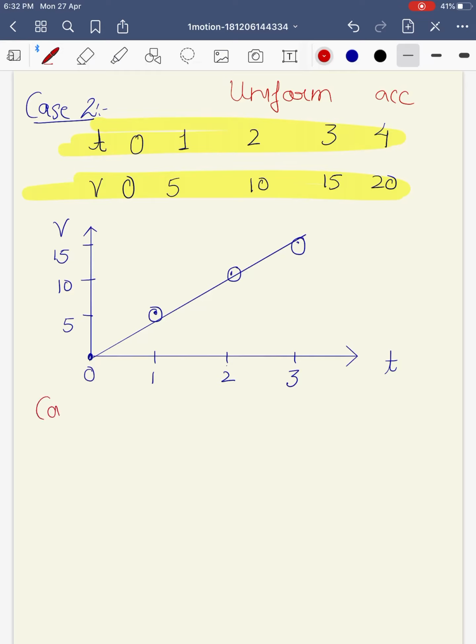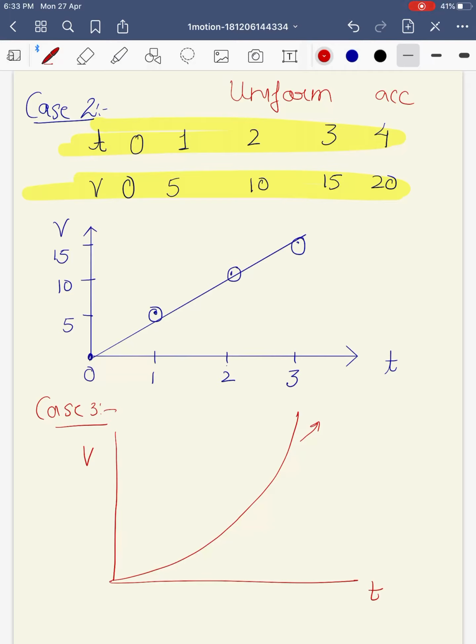So can you guess now what will be the type of graph if we take non-uniform acceleration? Naturally in that case, graph will be a curved line. This is time, this is velocity graph. Here the slope is going up, but it is not a straight line graph. This is the case of non-uniform acceleration. Can you tell me what is the difference between this graph and the second one?